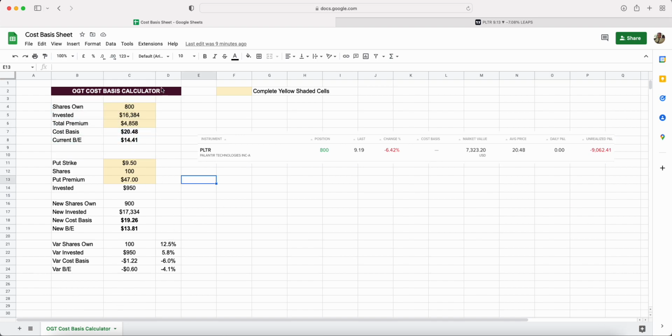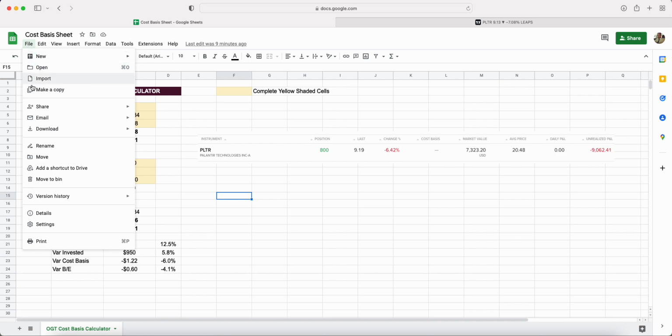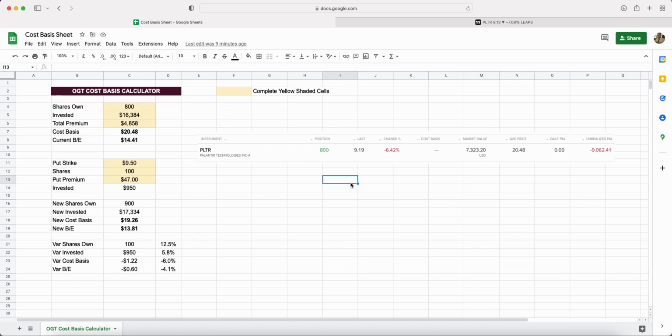And all the formulas are done for you. All you need to do is put in anything that's in yellow. And to obtain your own copy and put it in your local drive, you just do File, Make a copy, and then it'll add it to your own Google Drive account. So the first thing you need to do is put in how many shares you own. That's very simple. We know we own 800 shares.